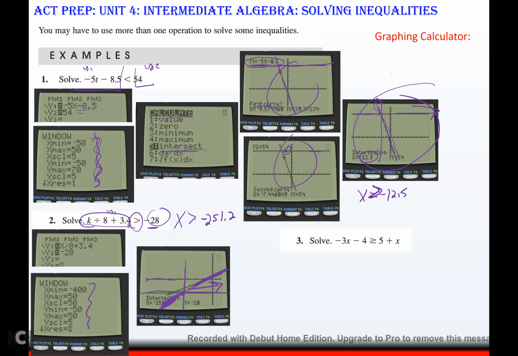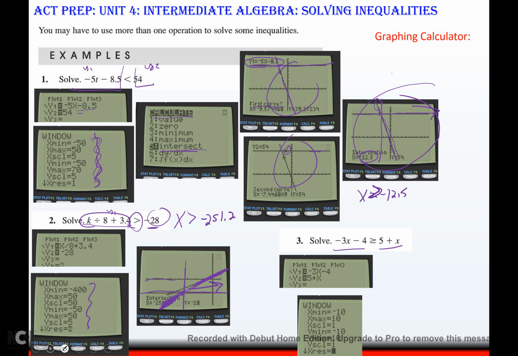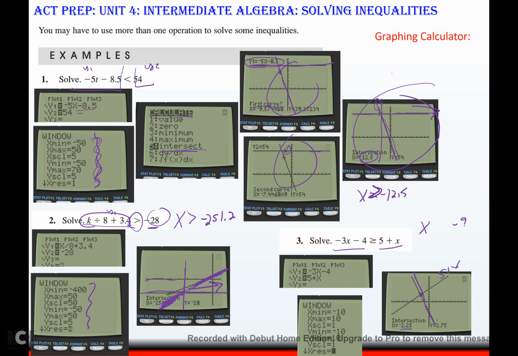Okay, and number 3, again, I'll show you on the calculator. I typed in negative 3x minus 4 on one side and 5 plus x on the other. These are going to be 2 slanted lines. And I used a standard window on this one. And I got my intersection point. Okay, there's my negative 3x minus 4. And there's my 5 plus x. They intersect at negative 2.25, which is negative 9/4, which is what we got. So you have x and negative 9/4, or negative 2.25.